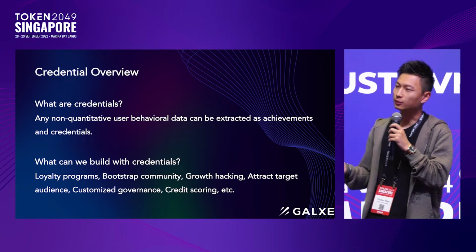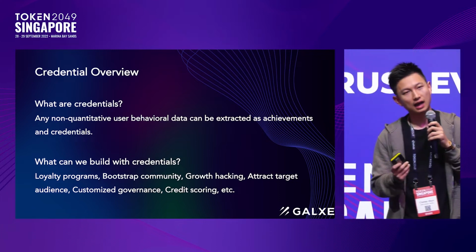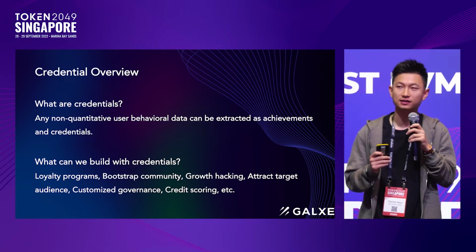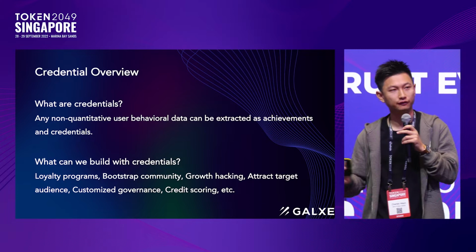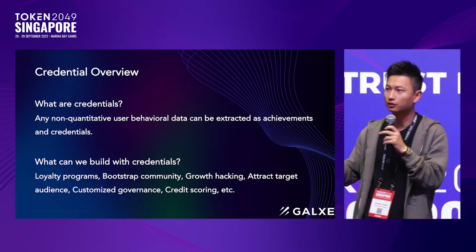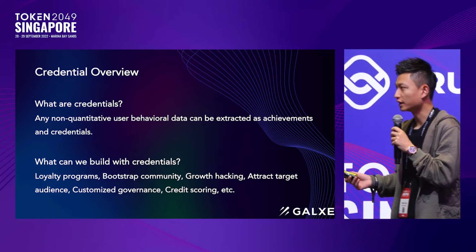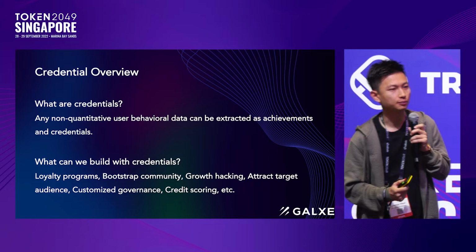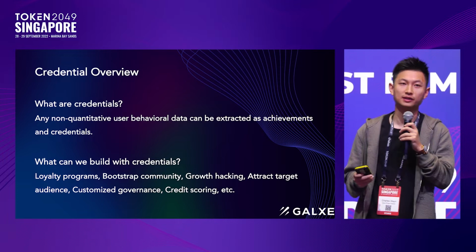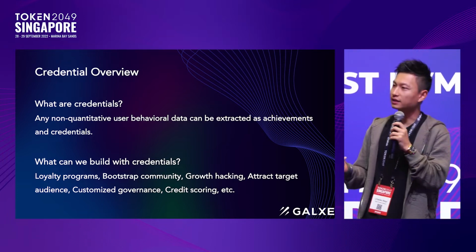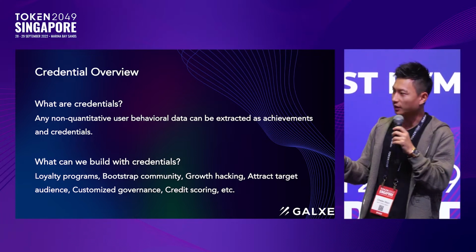For example, communities can run their loyalty programs based on your credentials. I can design a user journey, and a milestone path for my users from beginner to champion user. Loyalty programs are the biggest use case right now. You can also use it to bootstrap your community, target audiences and do user acquisition, basically. And the other use case is growth hacking, like I mentioned, and also customized governance.